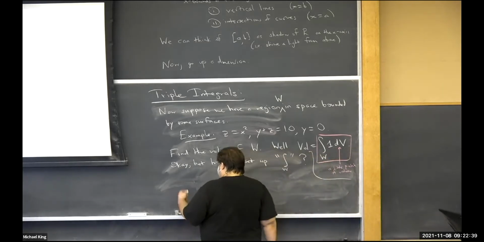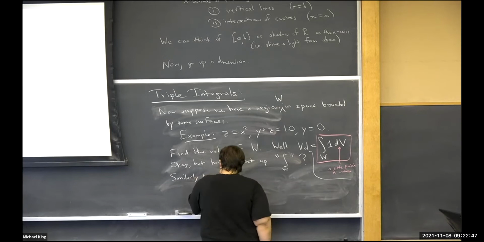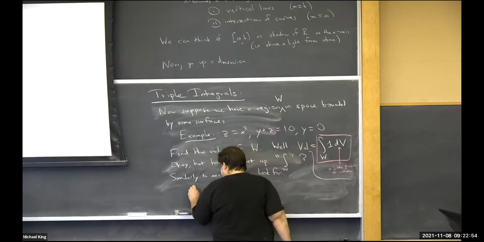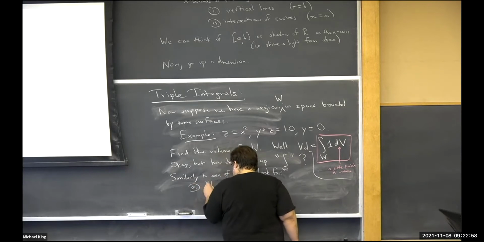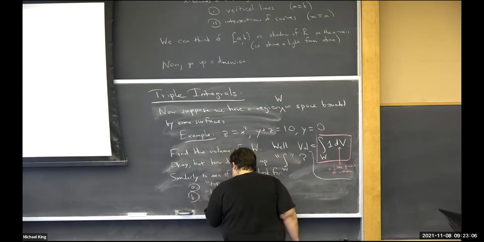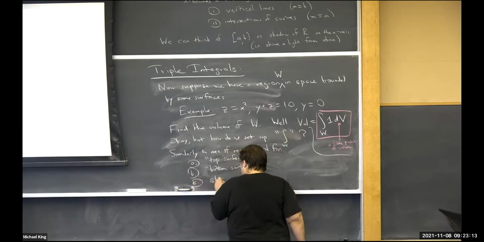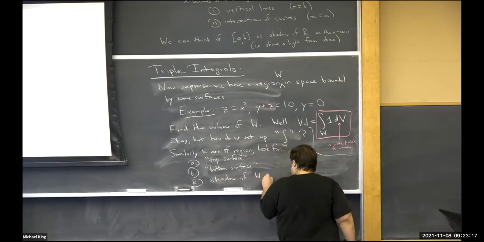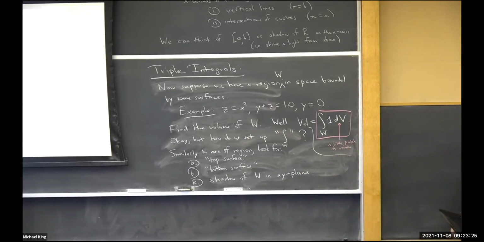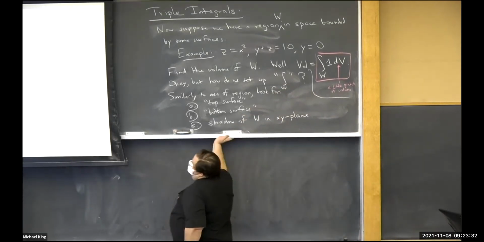Well, similarly to the area of a region, we look for A, the top surface, B, the bottom surface, and C, the shadow of W in the XY plane. Right?